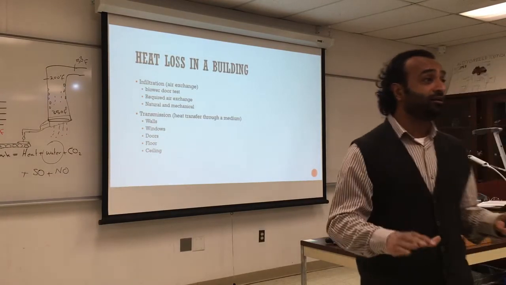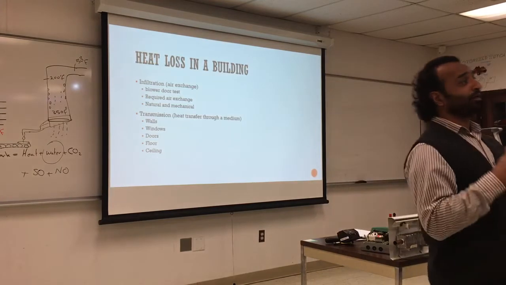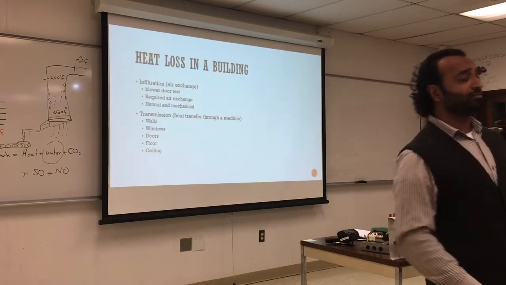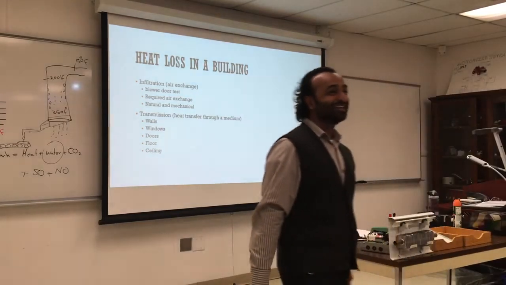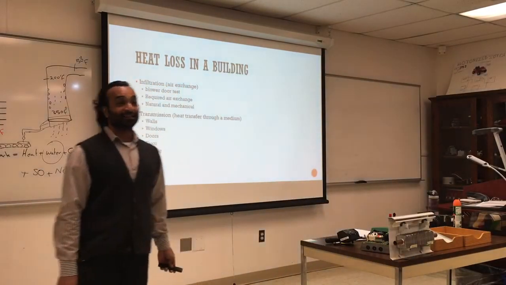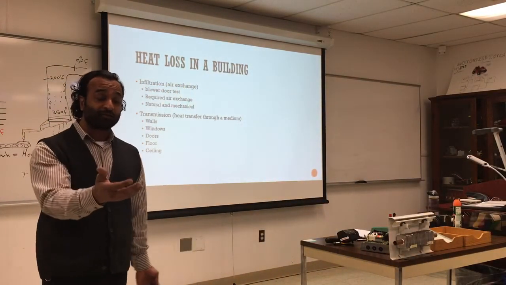Eyeballing, by the way, is very common. They look at the house, that looks like a 70,000 BTU for me. That's good. Everything's 100,000 or more now. Which is a lot. That's a lot of heat.